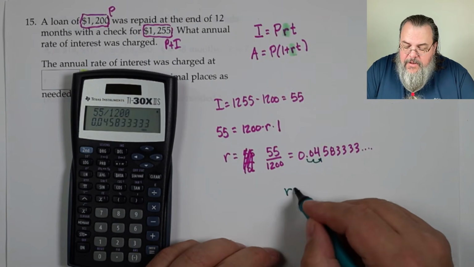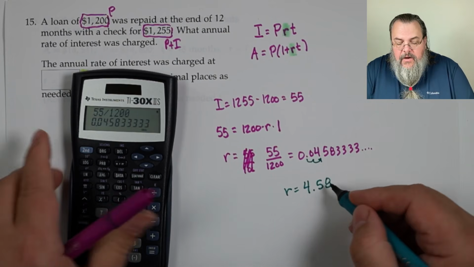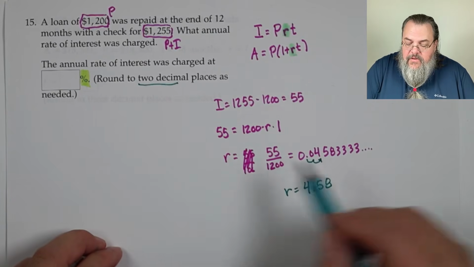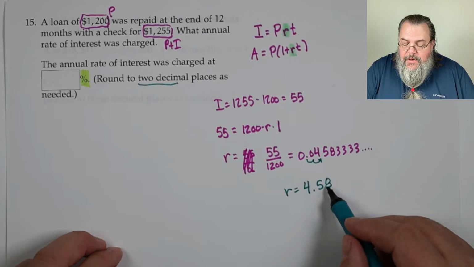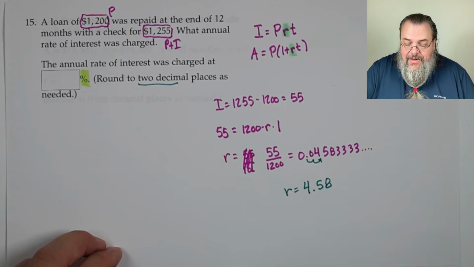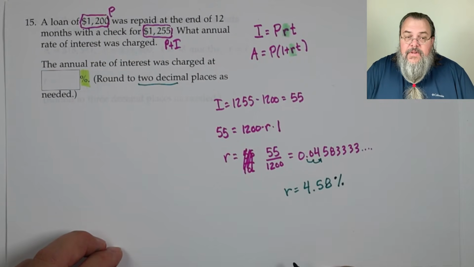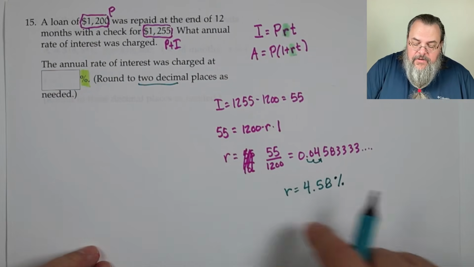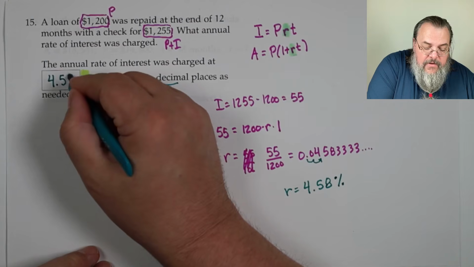So the rate that we get charged was 4.58. Now we say how many decimal places do we need? 2 decimal places. And after that, we're threes. So we round to 4.58. We don't need to round up. We're going to be rounding down to 4.58. So that is the answer. Now when we type it in, the annual rate of interest was charged at, we put in 4.58.